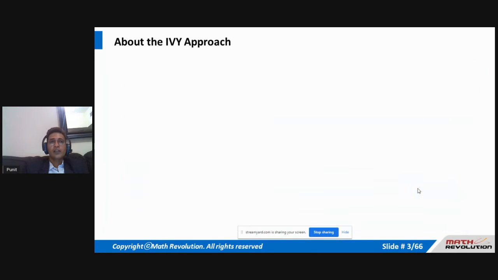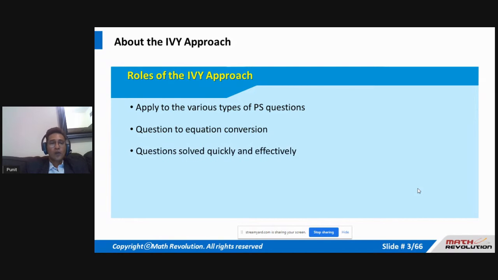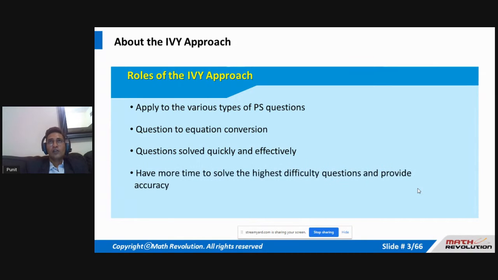So let's go ahead with this. The IV approach is applied to various types of PS questions, and it's question-to-equation conversion. Whenever we get a question in terms of words, we can easily convert that into an algebraic expression. That becomes much easier for us. Then the question is solved very quickly and more effectively. You get more time to solve the highest difficulty questions, and it provides much more accuracy.